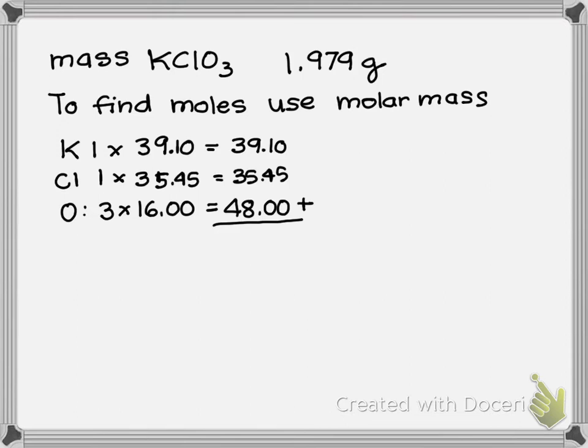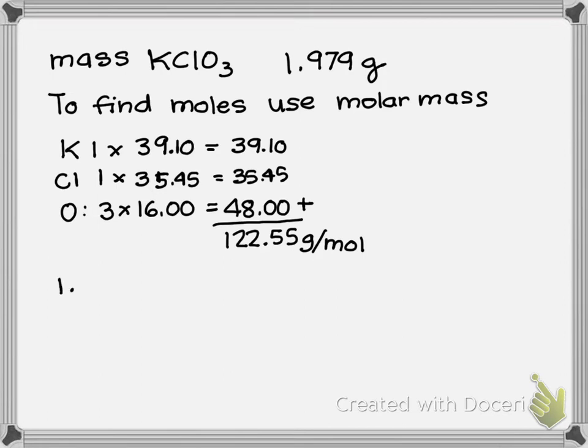Now, this was one of the questions that if you've already done the pre-lab, you have already done this. So you know the molar masses of all of them because that was a question on the pre-lab. And I get 122.55 grams per mole. So this is the molar mass of potassium chlorate. All right, so to determine the moles, we're going to start with what's given.